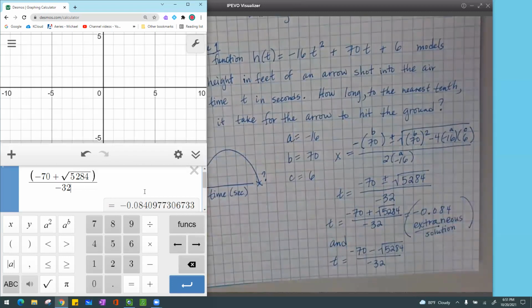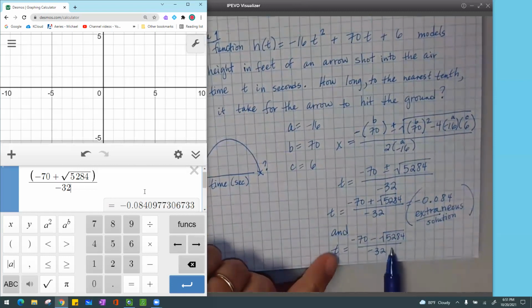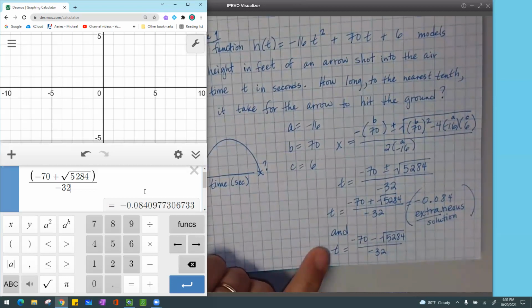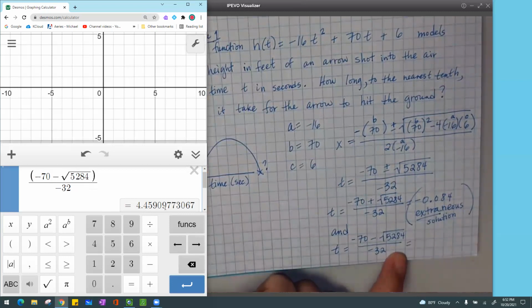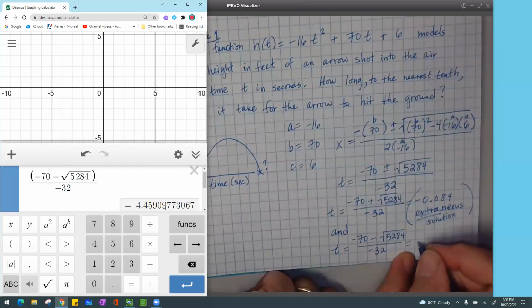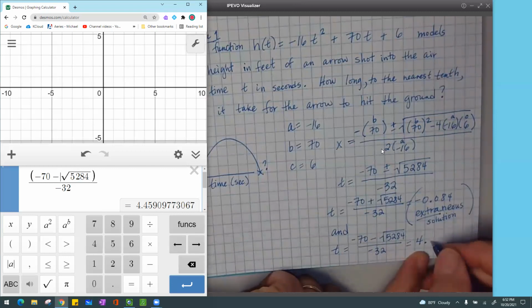On your practice problems, I asked you to give the extraneous solution and a reasonable solution. So I'm hoping that this other calculation will give us a reasonable answer. If I just change this addition to a subtraction, I get 4.459. It says here in the problem description to round to the nearest tenth. So I'll write this as 4.5 seconds.